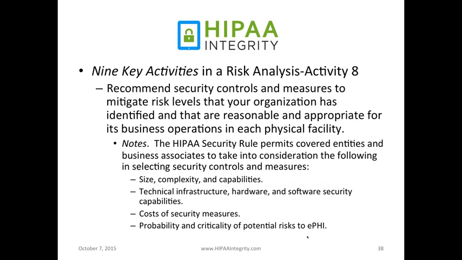areas. So you're going to recommend in activity 8 security controls and measures to mitigate risk levels that your organization has identified that are reasonable and appropriate for its business operations. And those can be done based upon what the regs permit, the size, complexity, and capabilities of your organization, its technical infrastructure, the cost of security measures, and probability and criticality of potential risk to EPHI.